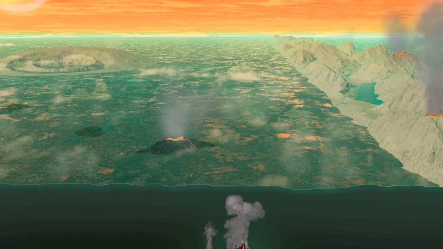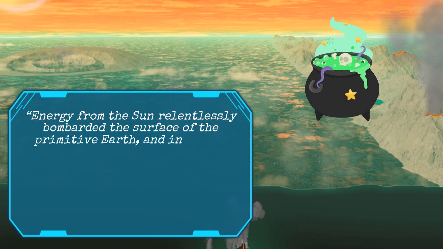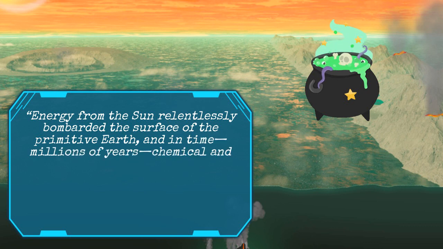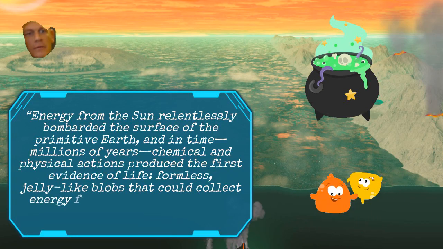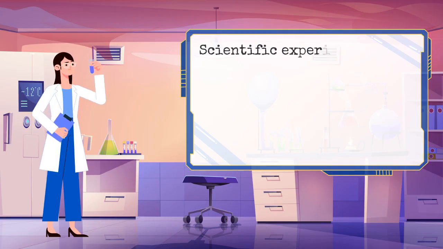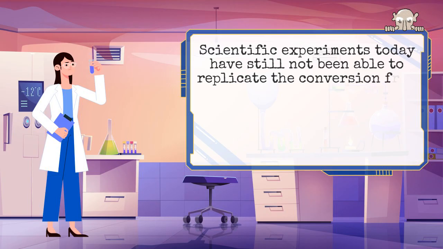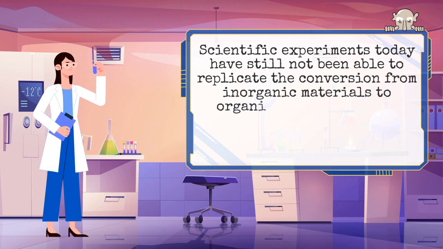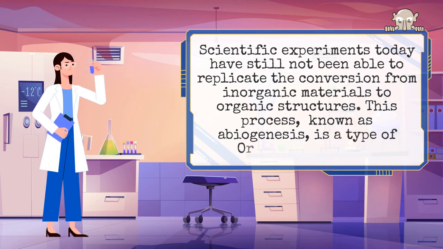According to John N. Thompson and Michael B. Thompson, energy from the sun relentlessly bombarded the surface of the primitive Earth, and in time, millions of years, chemical and physical actions produced the first evidence of life. Formless, jelly-like blobs that could collect energy from the environment and produce more of their own kind. Scientific experiments today have still not been able to replicate the conversion from inorganic materials to organic structures. This process, known as abiogenesis, is a type of organic evolution.